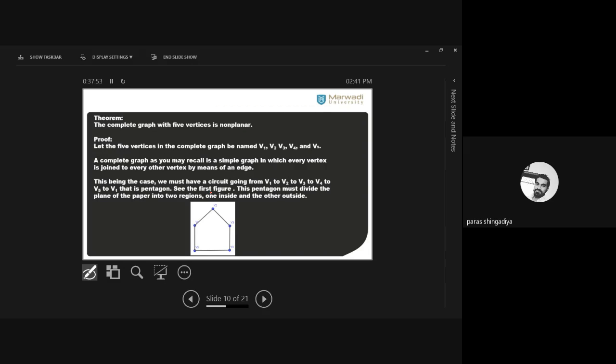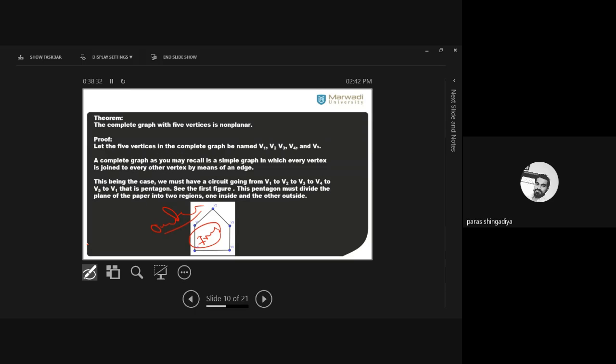That is our first graph, and this pentagon must divide the plane of the paper into 2 regions. Which 2 regions? One is inside the pentagon and the second is outside the pentagon. We can use both regions to connect all the remaining connections, inside as well as outside.